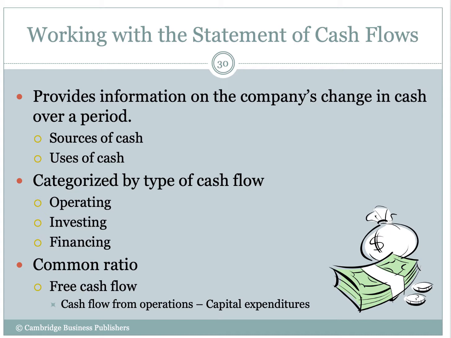Now, one of the common ratios of the cash flow statement is called free cash flow. And what is free cash flow? Free cash flow is the cash flow from operations minus capital expenditures. Now, what are capital expenditures? Capital expenditures are our investing activities. Did we buy any property, plant, and equipment? Did we buy any equipment to help us operate the business? Did we buy any machines? Did we invest in a new plant? Did we sell a plant? Did we sell any equipment?